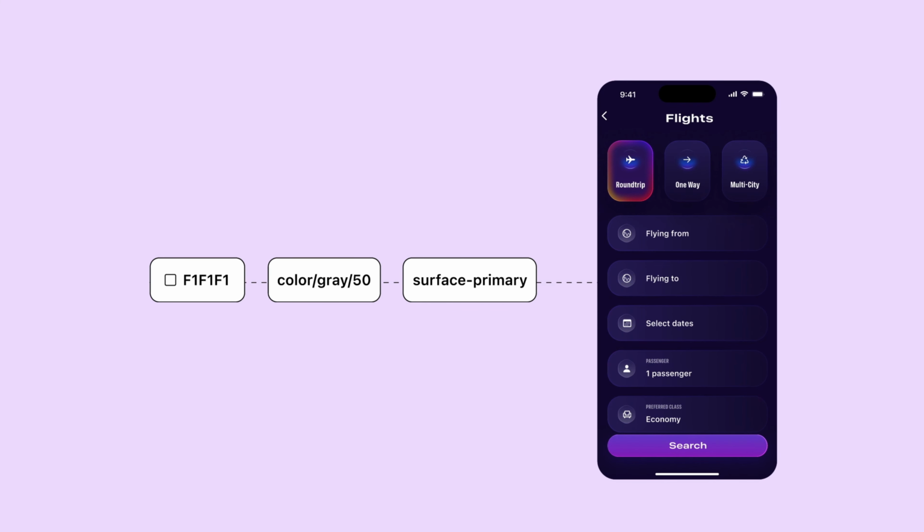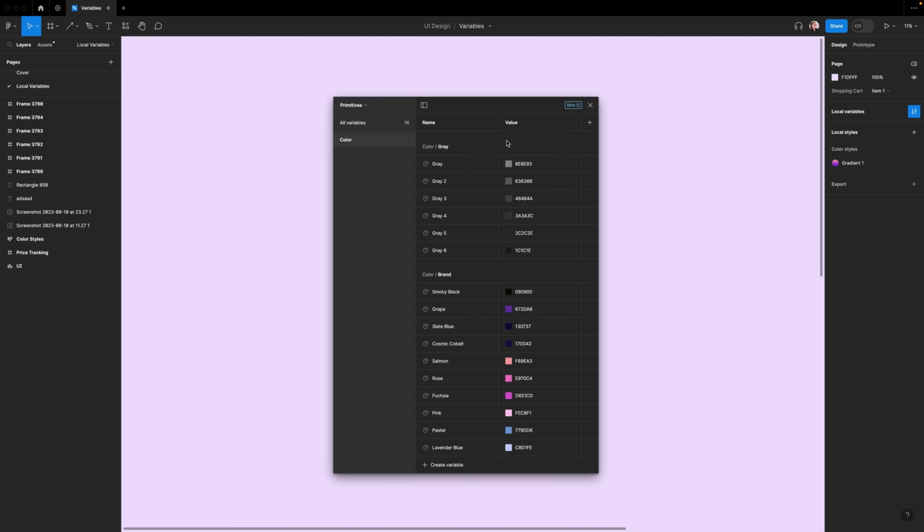Instead, we'll establish a new collection of variables that reference the primitive values, assign them semantic names, and utilize them in designs. In the realm of software, this approach of defining values by referencing others is termed tokenization. It's widely adopted for maintaining design consistency. You'll see why in just a bit.